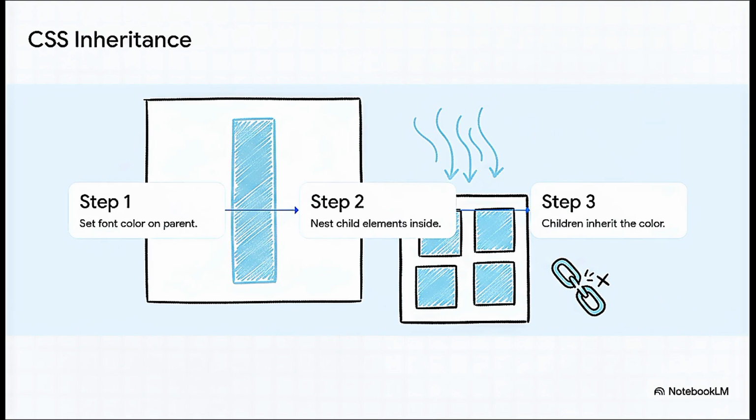Step 2, you nest child elements inside that parent. And step 3, those children automatically inherit the parent's color. The styles cascade down automatically, saving you from writing endless lines of repetitive code. Well, unless, of course, you choose to specifically overwrite it for a single child.